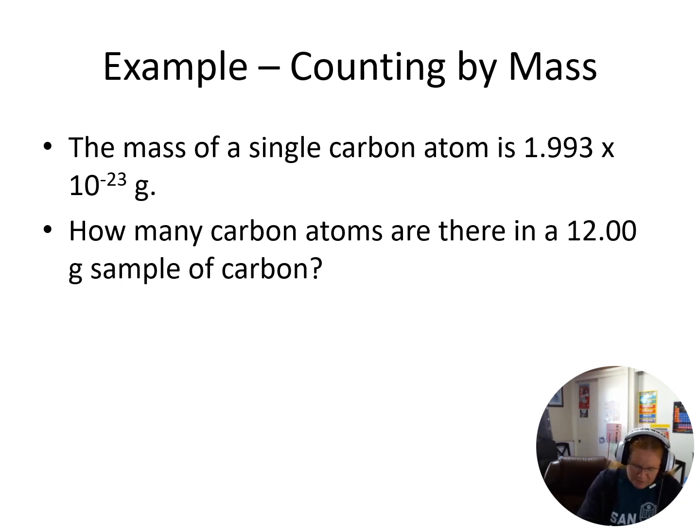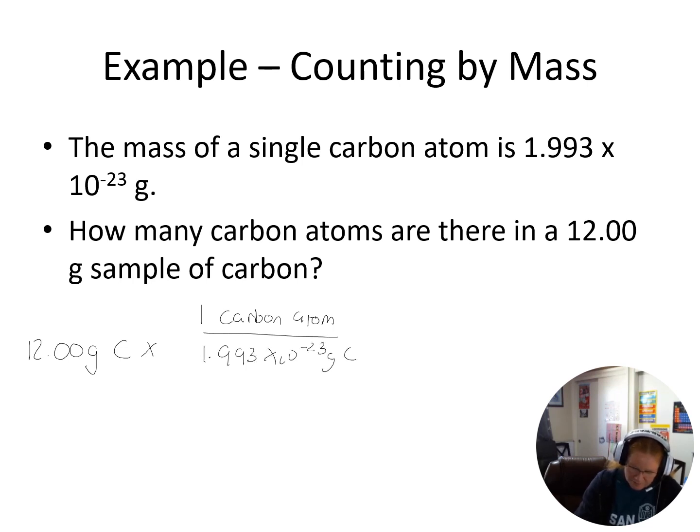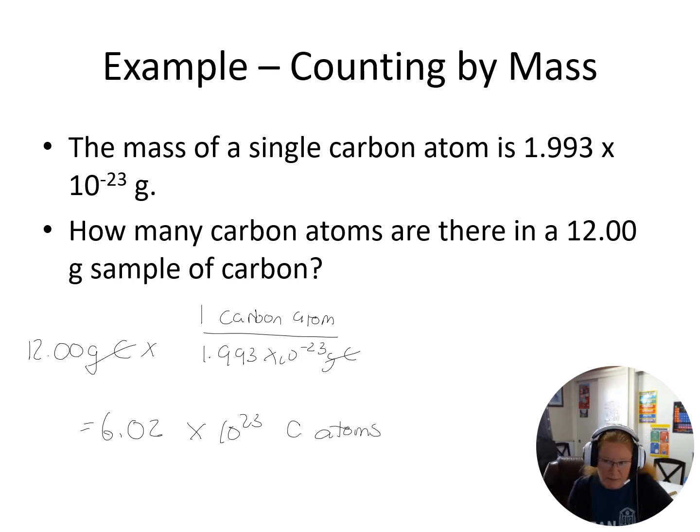So I can go 12 grams of carbon times one carbon atom for every 1.993 times 10 to the negative 23 grams of carbon. And my grams of carbon cancel. And I end up with 6.02 times 10 to the 23 carbon atoms, which that number is actually going to come into play later and be really important. Okay? All right.